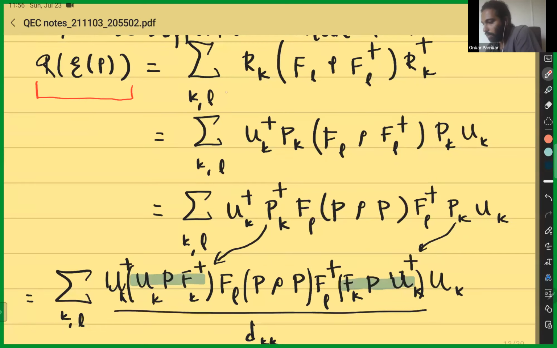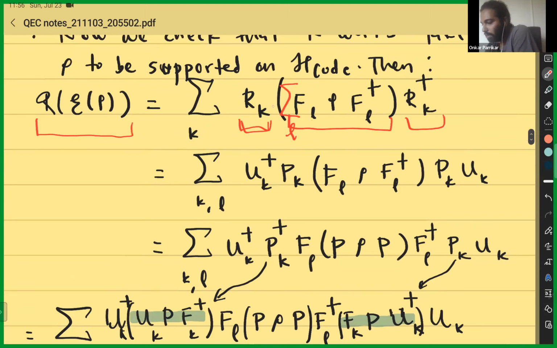That is by definition just RK, so this thing here inside with the sum over L. So let me write the sum over L inside. This thing here is the action of the error channel on rho. And this thing here, the sum over K, RK dagger, that is the action of the recovery channel. Right? And now it's a simple exercise. You just plug in the formula. So I told you that RK was UK dagger PK, RK dagger was this thing here, PK UK.